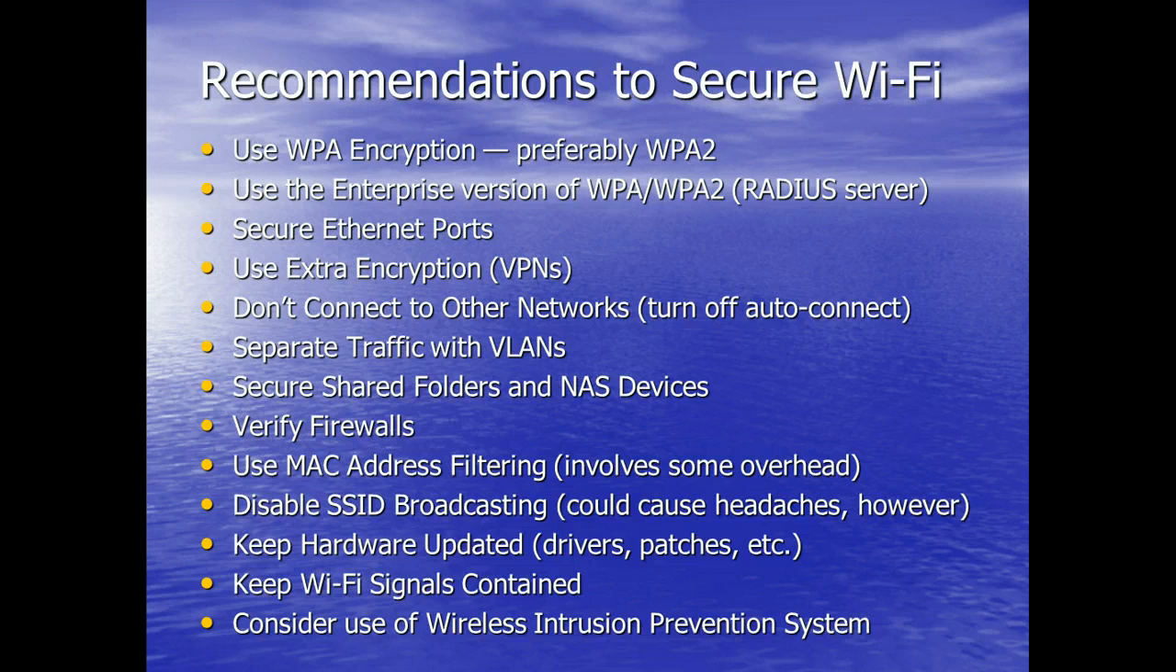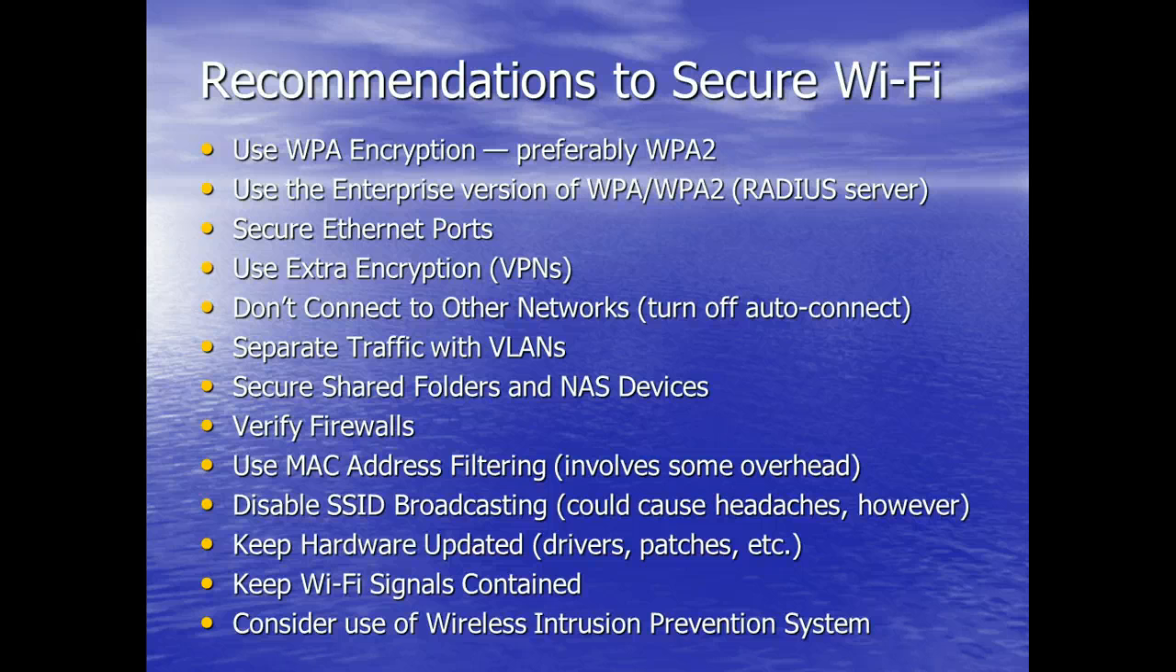All right, so this is just a quick list of things to do to secure your Wi-Fi. Ideally, this is really more for small businesses. Use WPA encryption, preferably WPA2. You'll have to set that on your router and on your clients. Use the enterprise version of WPA2, meaning using a RADIUS server. If you don't have the hardware or the infrastructure in place, there are outsourced places that'll do it for you.